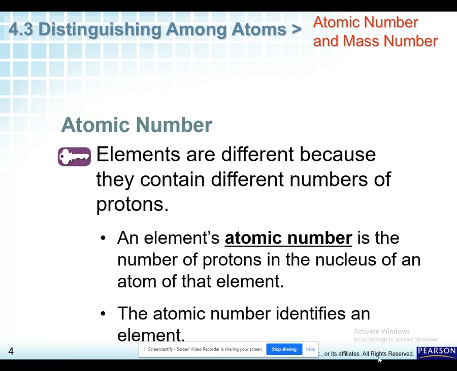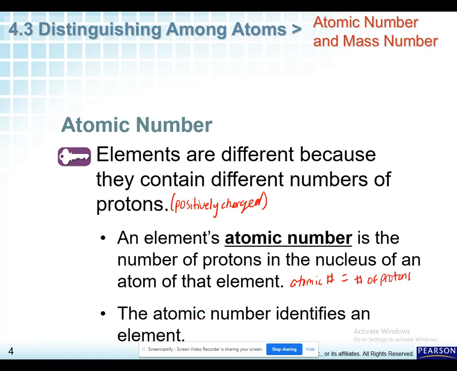Well, elements are different because they contain different numbers of protons. So hopefully you remember protons from an earlier lesson are positively charged. So all elements are going to contain protons. And in fact, an element's atomic number is the number of protons in the nucleus of an atom. So atomic number is always going to equal the number of protons.